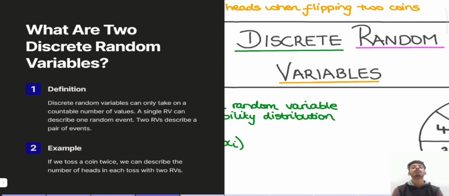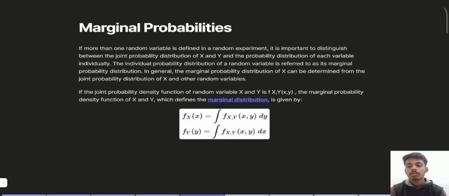So, what are two discrete random variables? Discrete random variables can only take on a countable number of values. A single RV, that is random variable, can describe one random event. Two RVs, that is two random variables, describe a pair of events. Example: if we toss a coin twice, we can describe the number of heads in each toss with two random variables. So moving on, what are marginal probabilities?